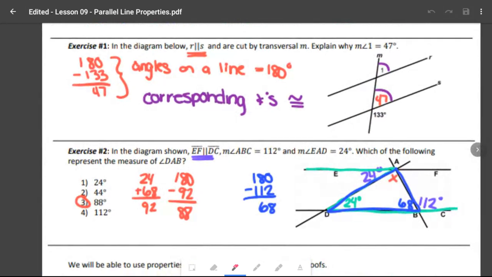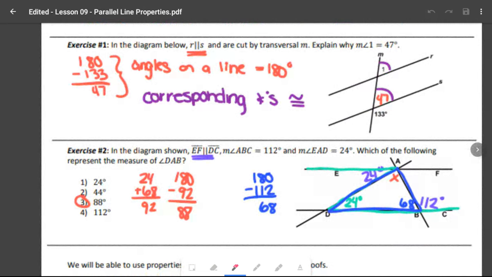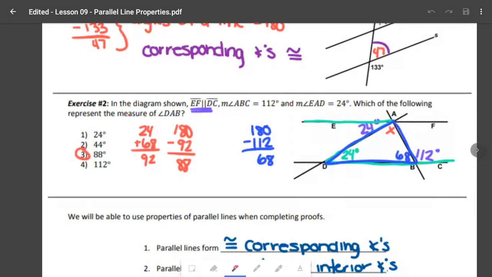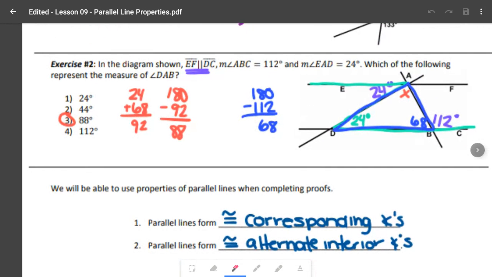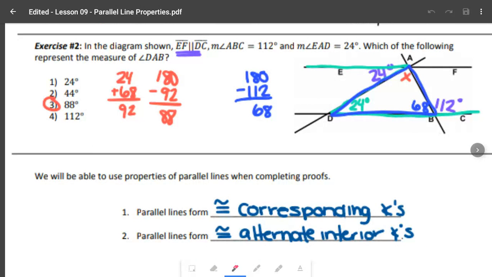And we were able to explain why angle 1 had to be 47. We had to use parallel lines, and that angles on a line add to 180 degrees. So we needed that. We could have used vertical and alternate interior angles in our responses as well, but this is just the method we did in class today. And we talked about exercise 2 as well.